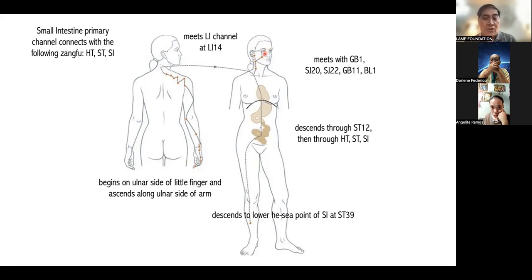And then it crosses horizontally to the zygomatic region. Another branch will descend down to stomach 39, the lower he-sea point of the small intestine. This channel connects with the heart and directly joins the stomach. So that's the small intestine.